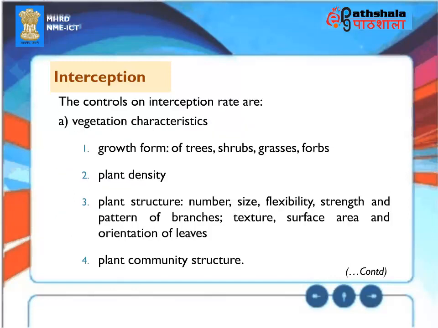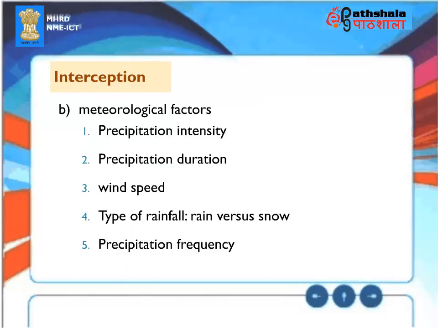The controls on interception rate are vegetation characteristics: growth form, trees, shrubs and grasses, plant density, plant structure, number, size, flexibility, strength and pattern of branches, texture, surface area and orientation of leaves, plant community structure. Meteorological factors: precipitation intensity, precipitation duration, wind speed, type of rainfall, rain versus snow, precipitation frequency.